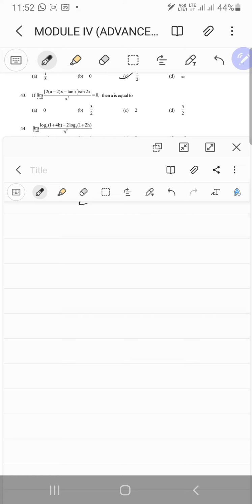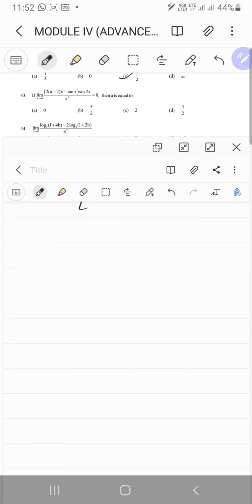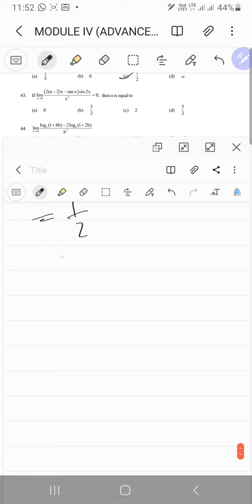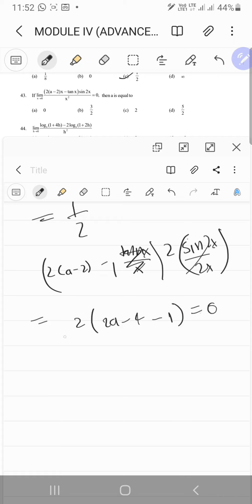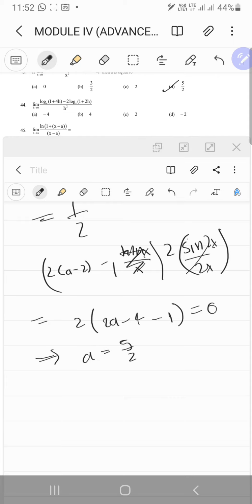Minus tan x. Alright, that's weird. So tan x upon x, and then right, this is actually very doable. Correct. So this is just 2 into a minus 2 minus tan x upon x, sine 2x upon x. So we can write this as 2 sine 2x upon 2x. So this thing approaches 1, this thing approaches 1, so it's just going to be 2 into 2a minus 4 minus 1 is 0, right? So that means a is 5 upon 2. Cool. The next question.